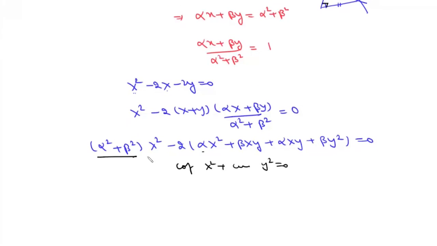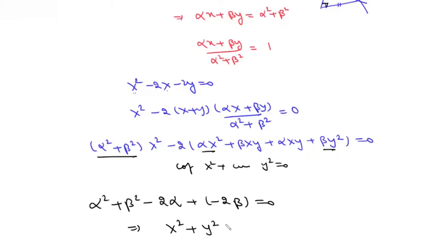Now coefficient of x square is this term and this term, so it will be alpha square plus beta square minus 2 alpha, plus coefficient of y square, which is simply minus 2 beta, equals 0, and that's the required locus. Now we'll replace alpha with x and beta with y. So the equation of the locus of the midpoint of the chord of the circle will be x square plus y square minus 2x minus 2y equals 0. And that is the answer to this question.